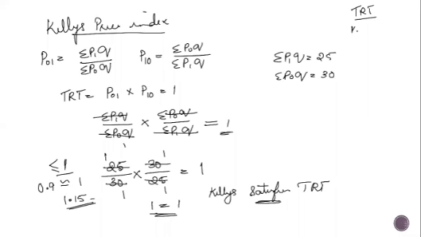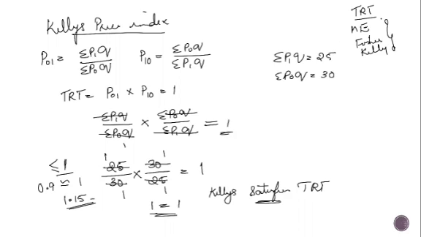Okay, so based on this explanation and the examples what I have given, it is proved that TRT satisfies Marshall Edgeworth, Fisher and Kelly's method. Okay, it satisfies these methods, whereas it will not satisfy TRT, Laspeyres' method, Paasche's and Drobisch and Bowley's method. Okay, so this is all about TRT.